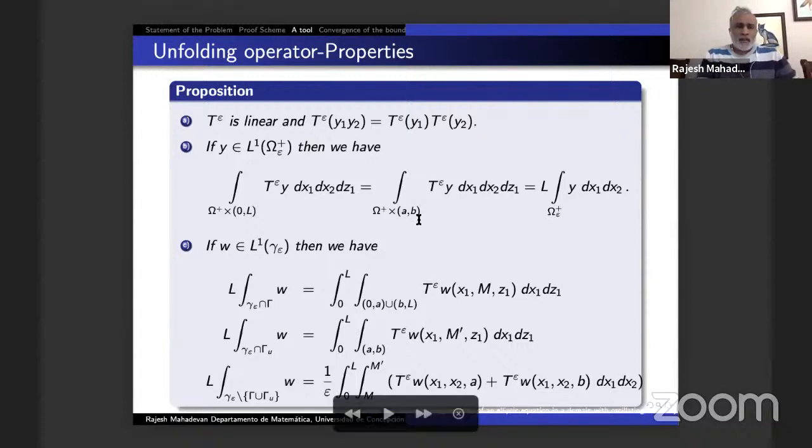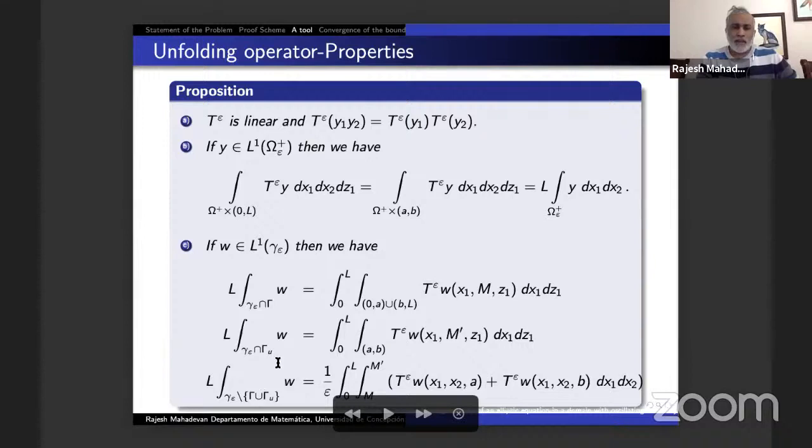And if you have a function on the boundary, something similar happens. But here you have to take care. If there are flat parts of the boundary, like it's the case in our example which I showed you, then it goes through exactly in the same way. So the integral of the unfolded function on the flat parts is the same as the integral of the function on the flat part multiplied by L.